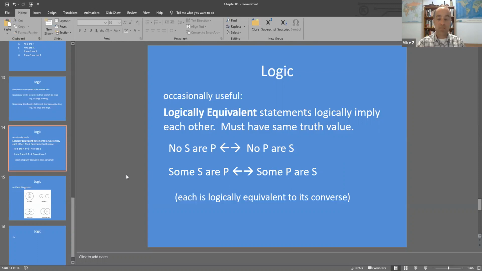Okay, so that kind of sums up the basic logical relationships between the different standard categorical statements. In the next chapter, we'll see how the categorical statements are used in arguments. All right, I'm going to go ahead and stop there.